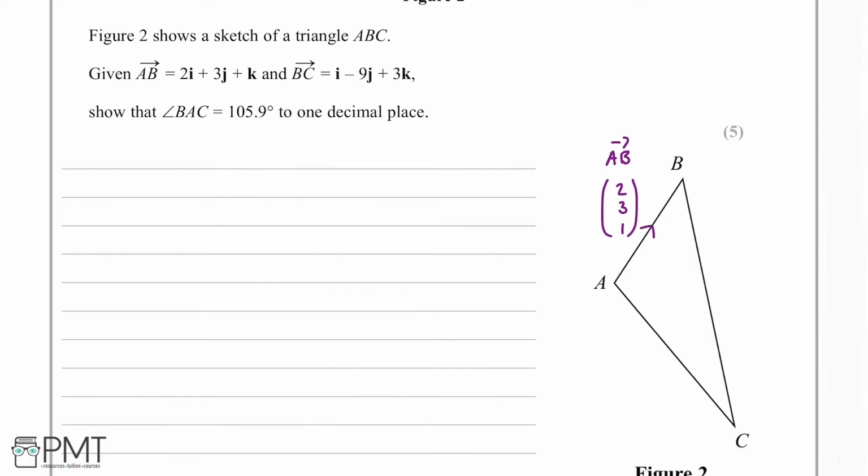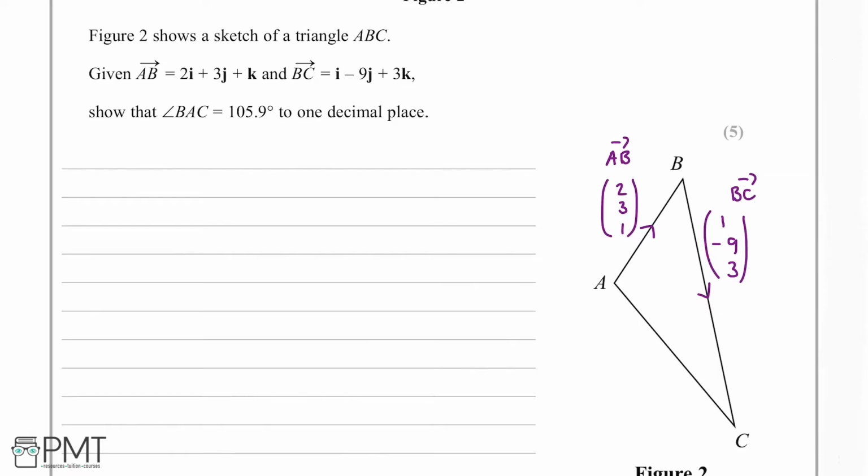And then similarly for B to C, we know that it is 1, minus 9, 3. So we'll write that in here. So we're going from B to C. So that's going to be 1, minus 9 and 3. And that is going to be B to C. And we know that that will be in this direction.